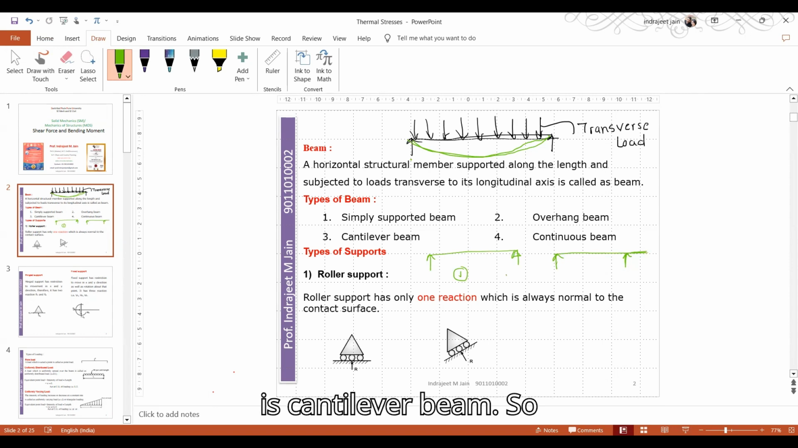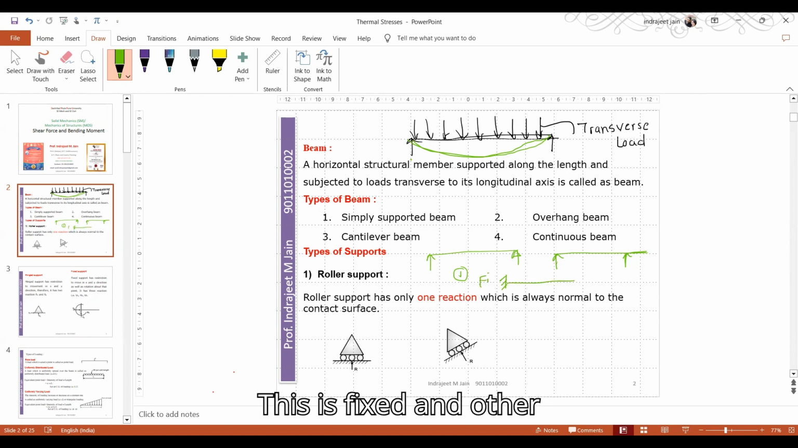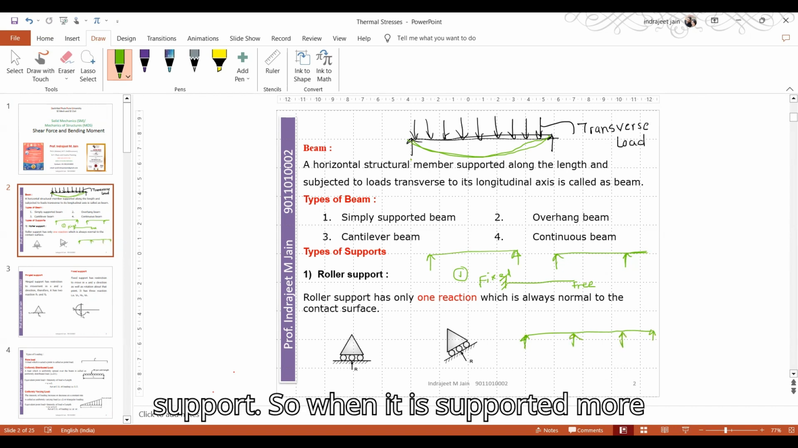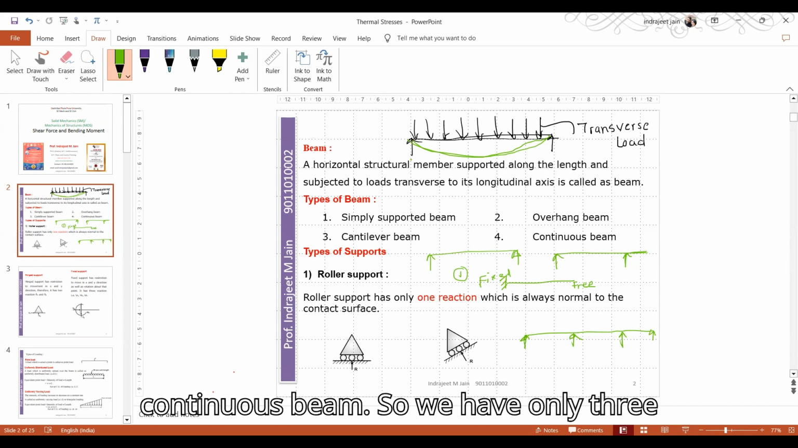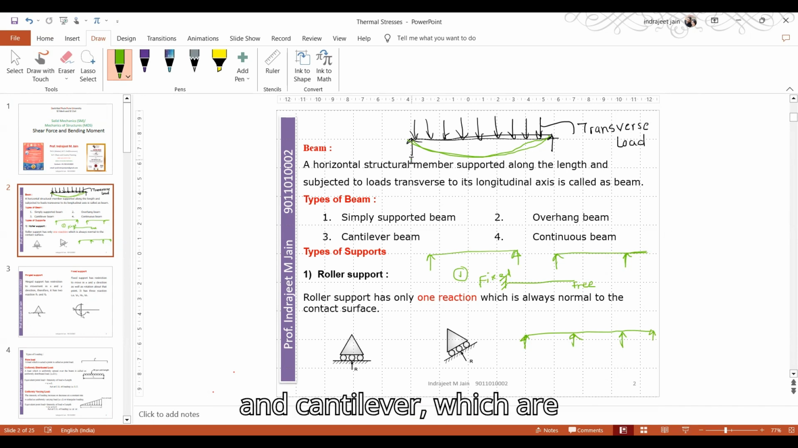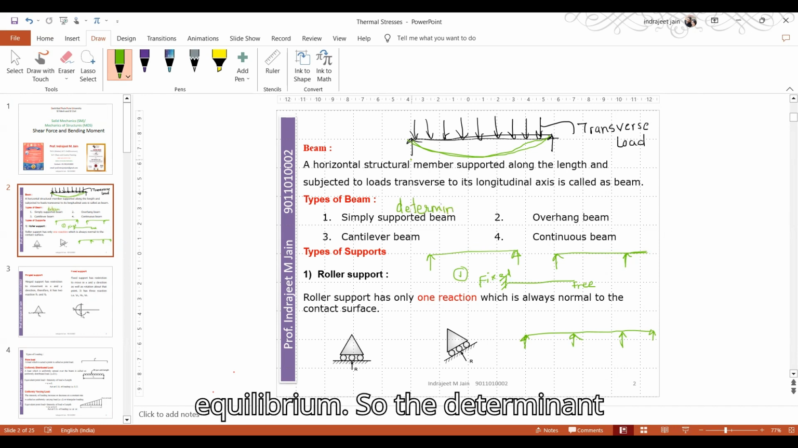Then third one is cantilever beam, whose one end is fixed and other end is free. And the fourth one is continuous, in which the beam rests on more than two supports. So we have only three types, that is simply supported, overhang and cantilever, which are determinate beams. Clear? Determinate beams are the beams which are analyzed by the three conditions of equilibrium.